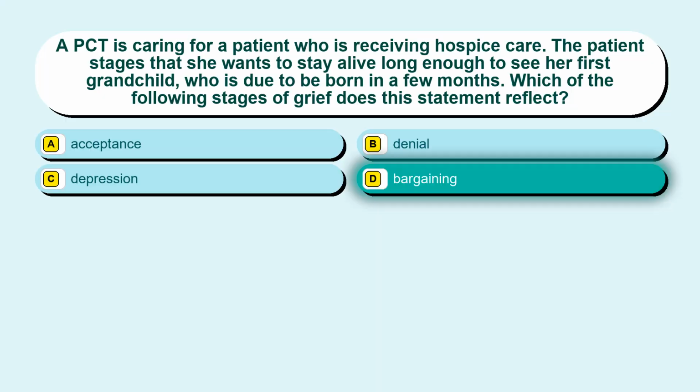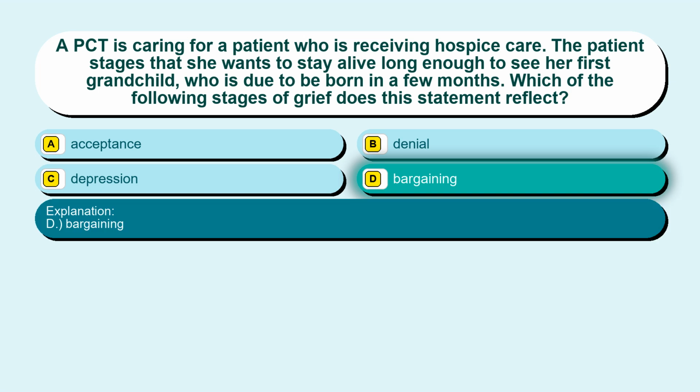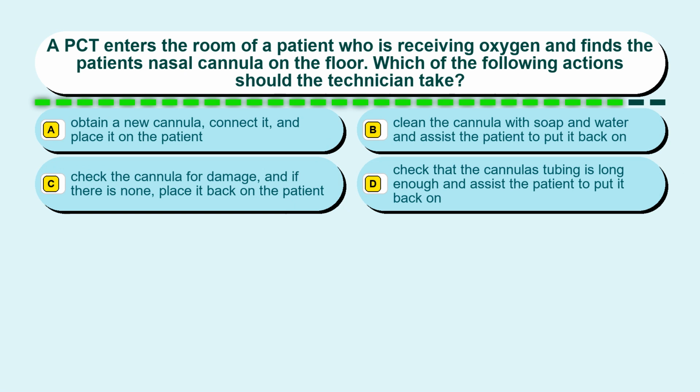The correct answer is option D, bargaining. Question 67. A PCT enters the room of a patient who is receiving oxygen and finds the patient's nasal cannula on the floor. Which of the following actions should the technician take?